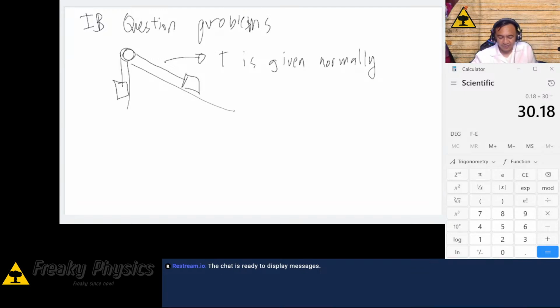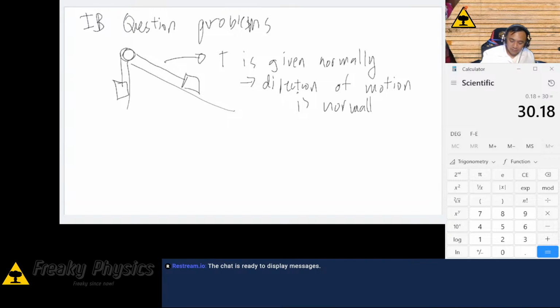So instead of determining whether the objects are going to slide up or down, you will actually be able to solve it. Now another thing that's normally given is the direction of motion. Now if you know the motion, then that means you know the direction of the friction. It will oppose that motion. So friction opposes this motion.